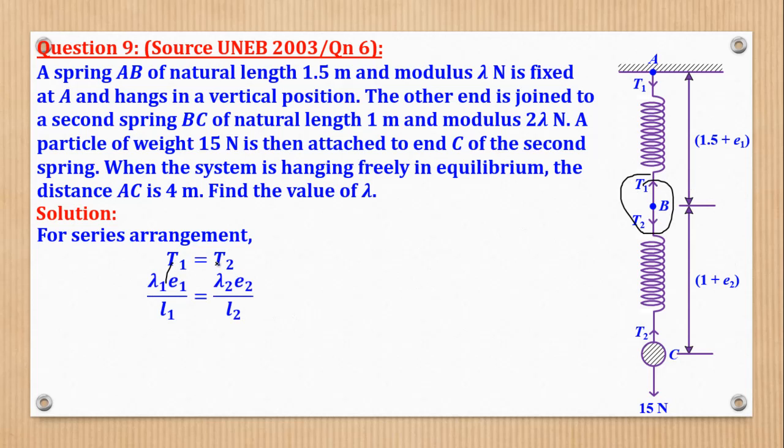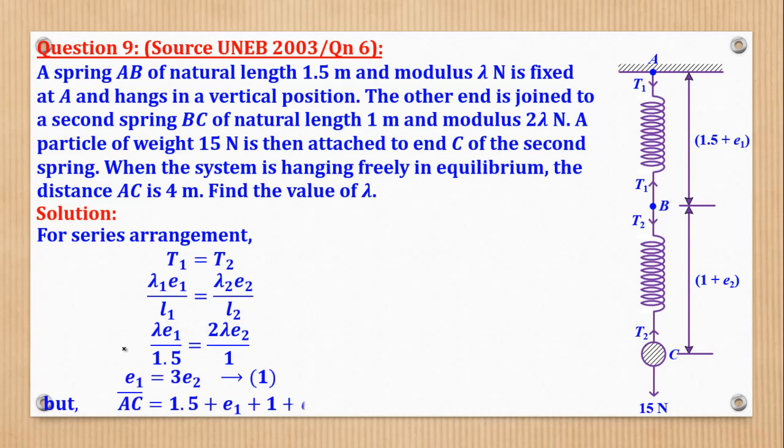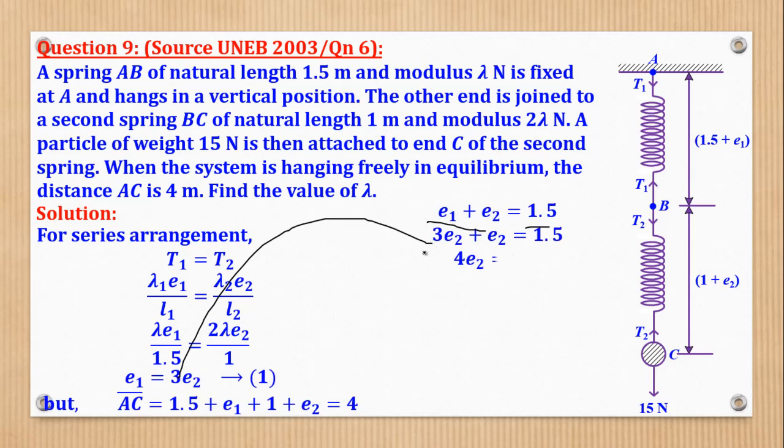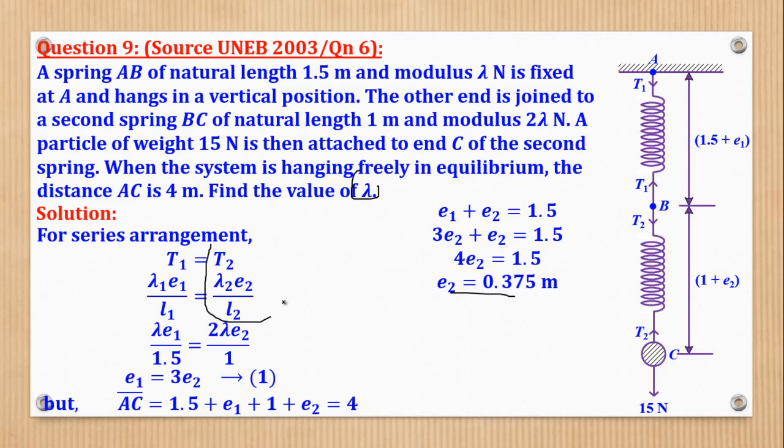Then Hooke's law gives that. Then we substitute original length, modulus, to get equation 1. But we know that the distance apart is 4 meters. So we shall come up with E1 plus E2 being equal to that. Then substitute for E1 to get E2 as this. So now that we have E2 and they want the value of lambda, I can use this.